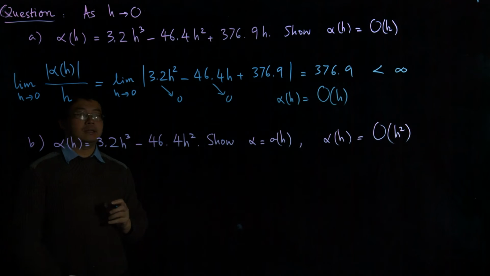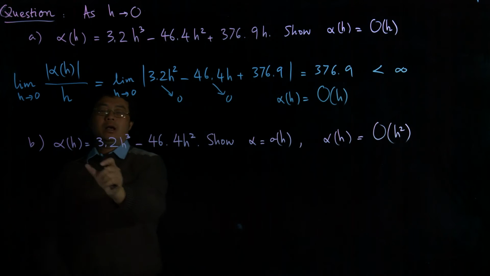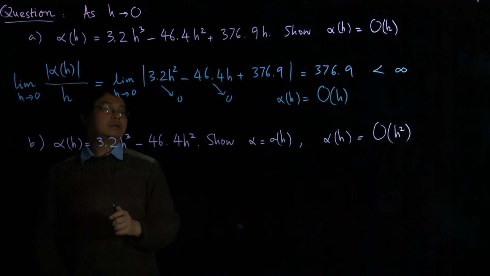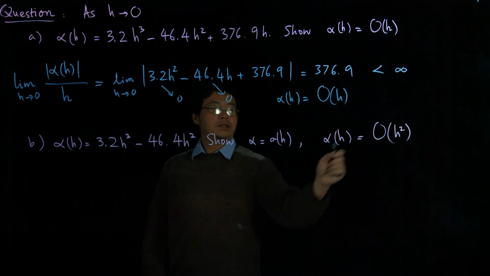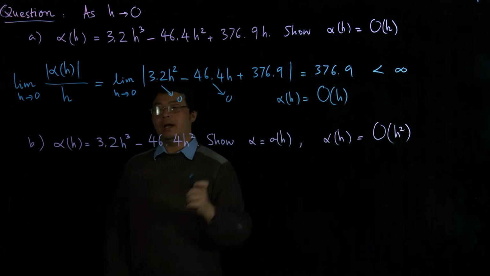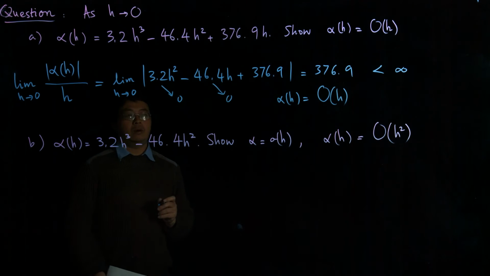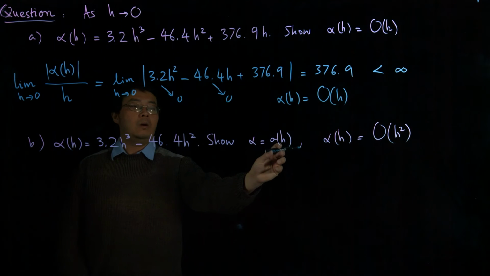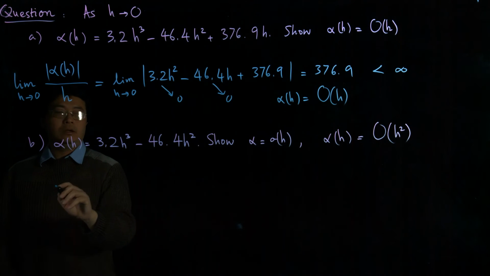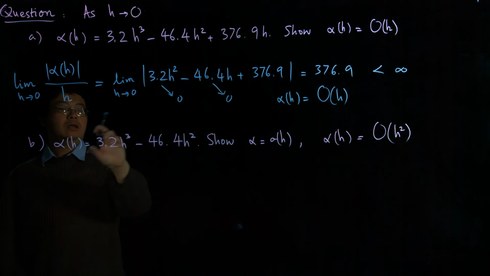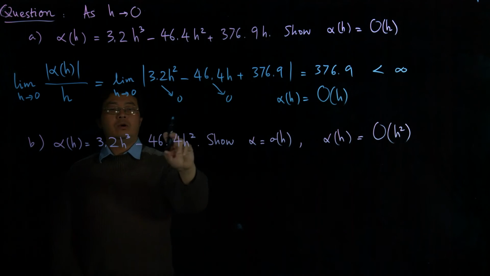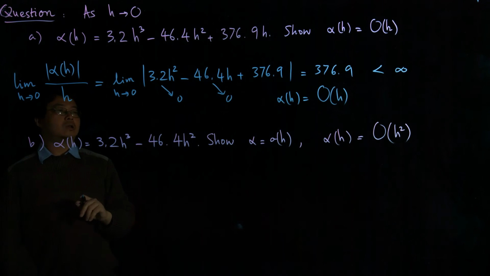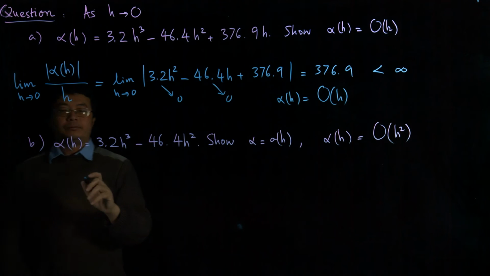So in the second example, now you are given alpha h like this. Show that it is a big O of h squared and a little o of h. So maybe we do the little o first, yeah? For little o of h, when h goes to 0, this one will grow slower than h.